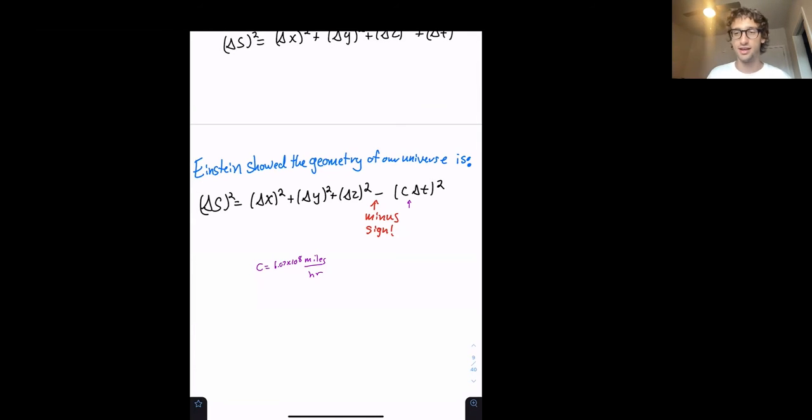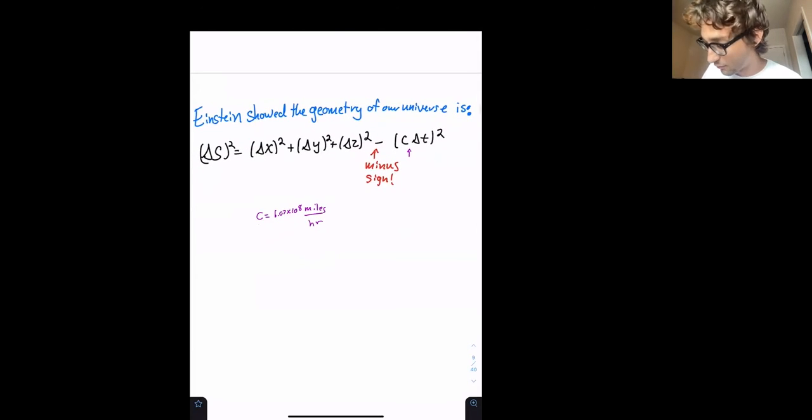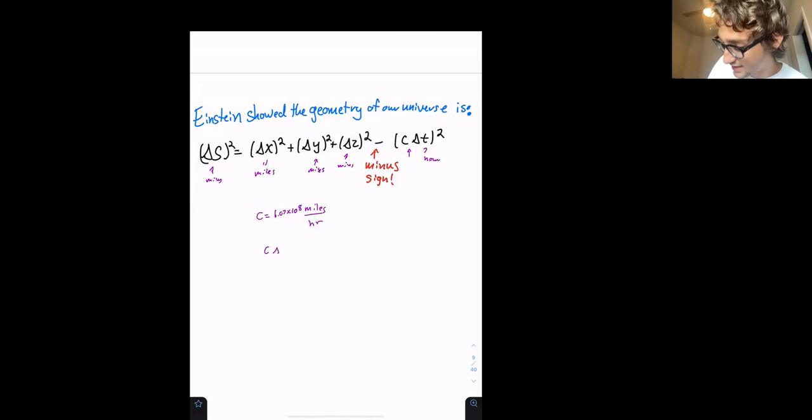But let me just, for those of you who really haven't taken any physics, describe why we need a speed there. Essentially, if we're measuring all these things in miles, and then time, we just say it's seconds or maybe even hours, we can just keep it in the real world. So then we need some speed. The speed of light is measured in miles per hour. So when we have c times delta t, we have miles per hour over hour, and we get back miles.